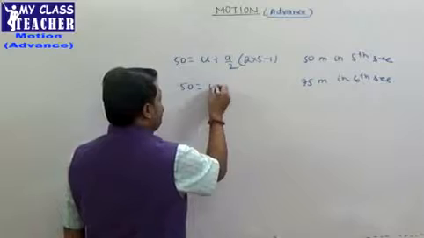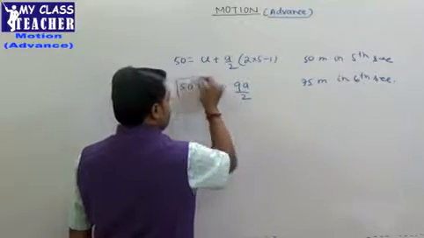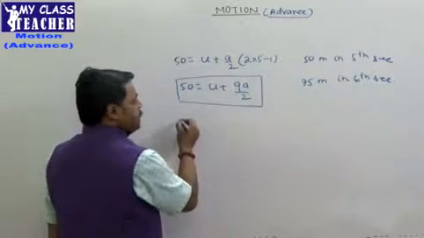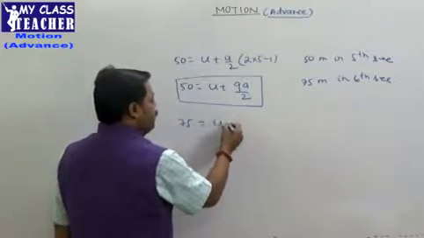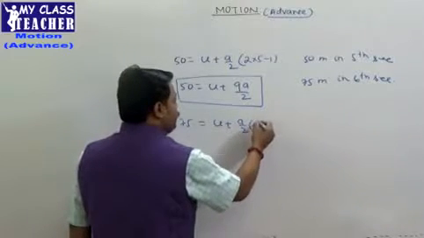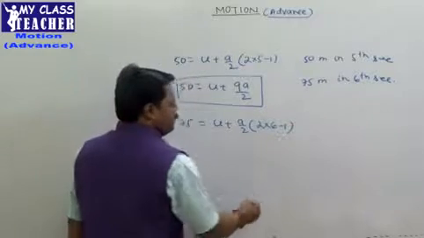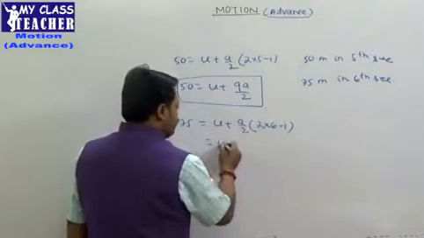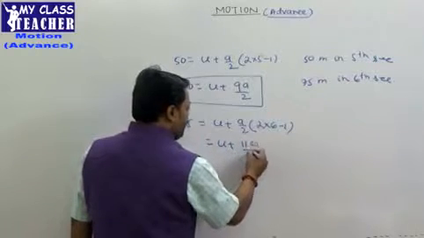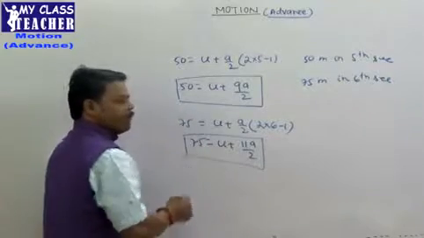This means 50 is equal to u plus 9a divided by 2. This is one equation. Second equation, 75 meter in 6 seconds. So 75 is equal to u plus a by 2, 2n minus 1, and n is equal to 6 here, minus 1. So this is 12 minus 1, which is 11. So this is equal to u plus 11a divided by 2 is equal to 75. This is equation number 2.